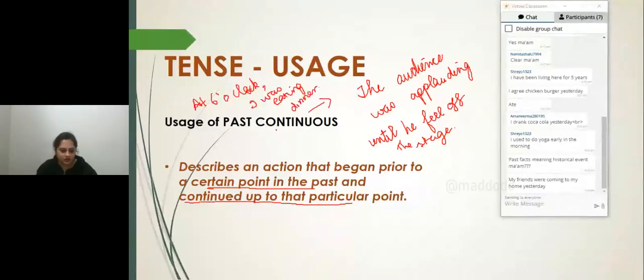Okay, correct. I was making dinner when she arrived. Also when we connect two sentences simultaneously. Clear?